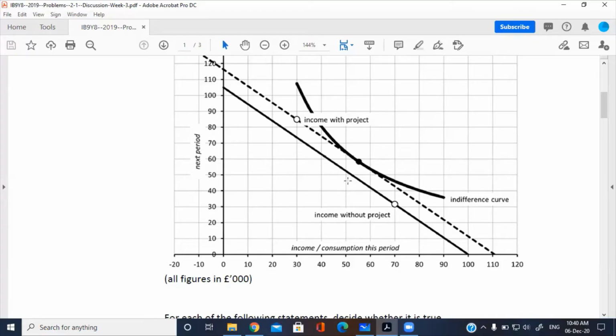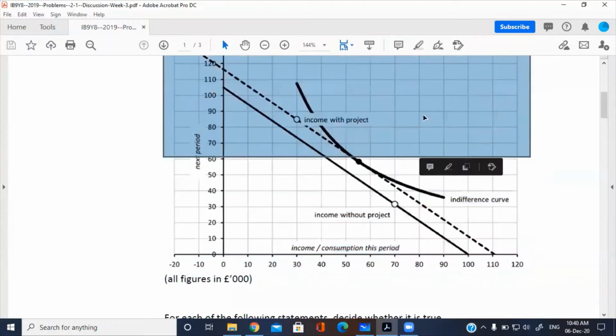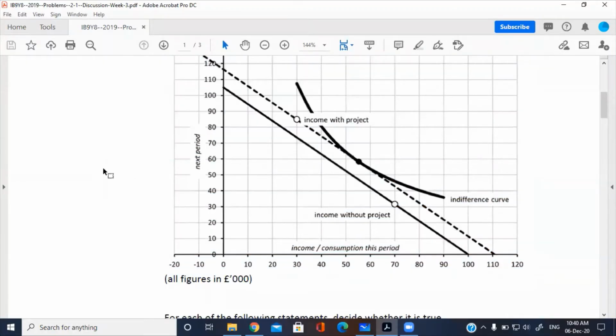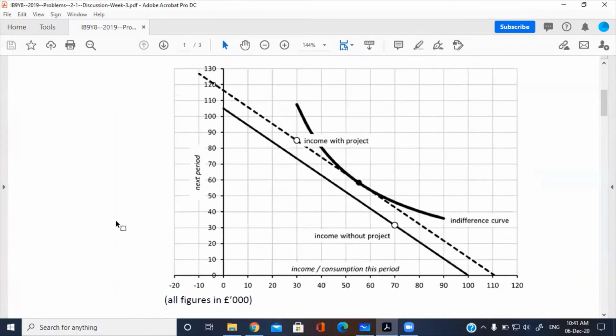But let me share my thinking. That is, you see the indifference curve with the project, right? So you can also think of what would be the indifference curve if the situation is without the project. Without the investment project, that means we have to discuss based on this line. We cannot go to this line.